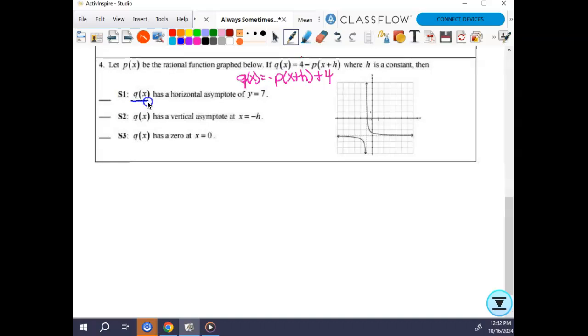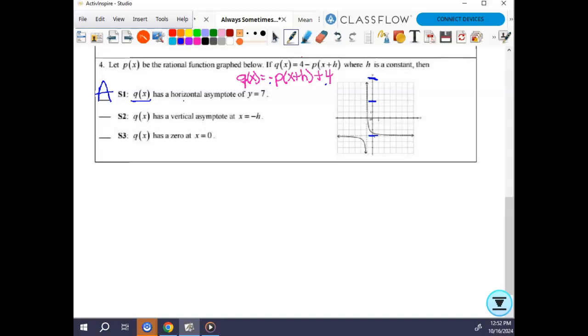That's good. It says q of x has a horizontal asymptote at y equals 7. All right, well, I'm down here at -3. The transformations that affect y: this is a reflection in the x-axis, so I would reflect up here to +3. Then I would move up 4, and end up at 7. So I think that one, that's exactly what's going to happen. So that's an always.